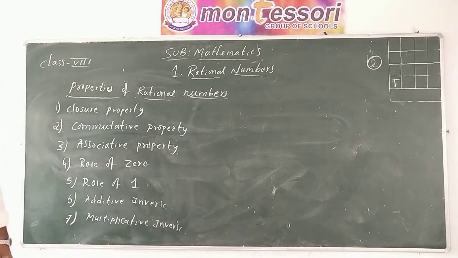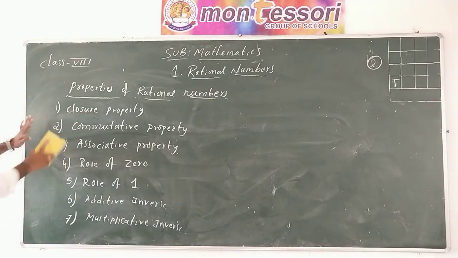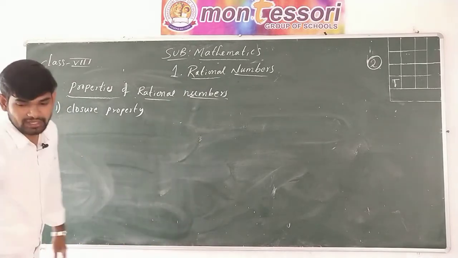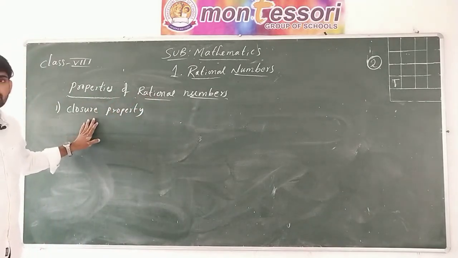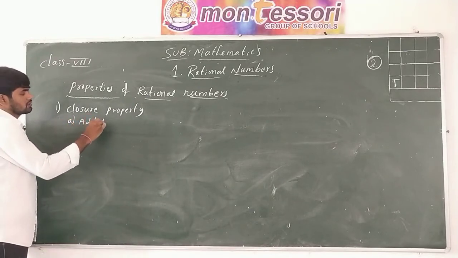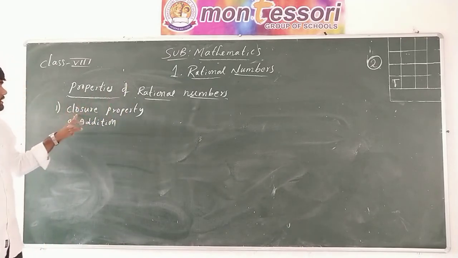So these are the properties which you are going to learn, but not all the properties now. In the next class we will learn about the associative property, role of 0, role of 1, additive inverse, and multiplicative inverse. Now let us see about only the closure property and commutative property. First one, closure property. Let us discuss the properties of rational numbers, closure property under addition. First one is addition. So we are going to apply all the operations on the properties of rational numbers in closure property.